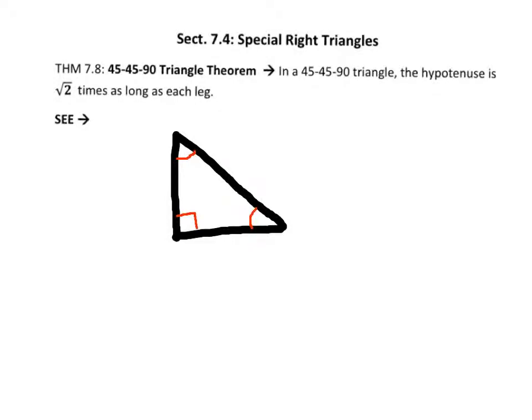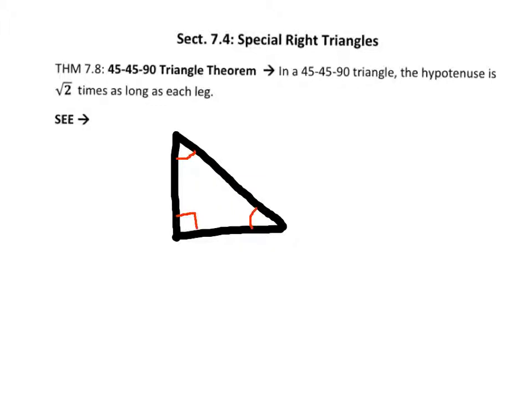Alright, this is the beginning of section 7.4, special right triangles. There are a couple different kinds of special right triangles. When I say special right triangle, I mean basically what it says: right triangles that have special properties. They use the Pythagorean theorem, but they're shortcuts. You can always fall back on the Pythagorean theorem, but these are a little bit quicker and more handy when we have these two different types of special right triangles.